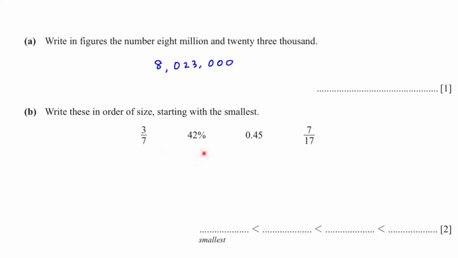So you have a fraction, percentage, decimal. Change everything to decimal. 3 over 7 is 0.4285. 42% is 0.42. 0.45 is already a decimal. And 7 over 17 is 0.4117. We can see that the smallest number is 7 over 17, followed by 42%, and then 3 over 7, and then last 0.45.